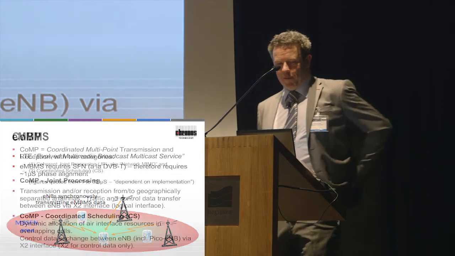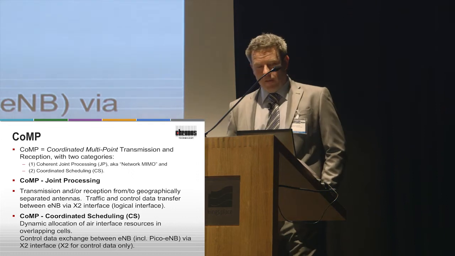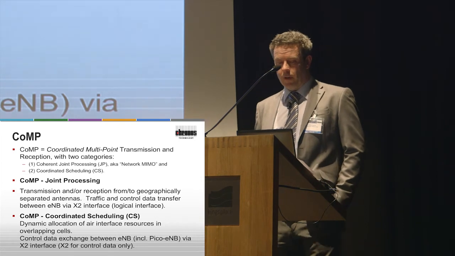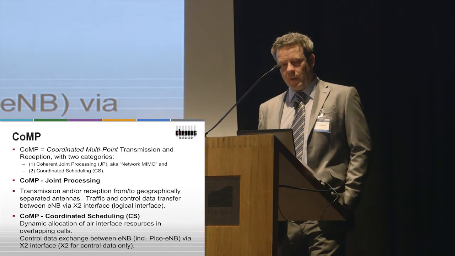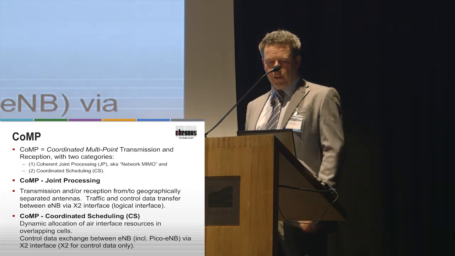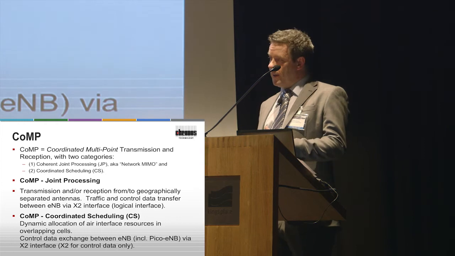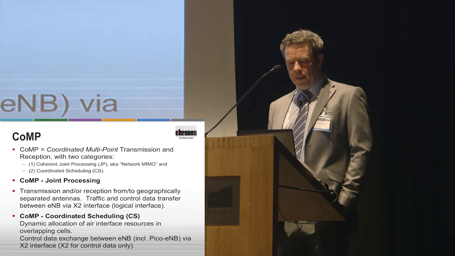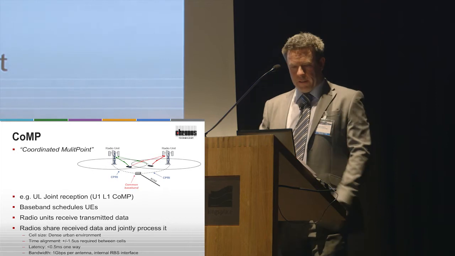And COMP, again from Steve's Jargon Buster, Coordinated Multipoint Transmission. Two different categories thereof. Joint processing, which is otherwise known as network MIMO, which is multiple input, multiple output. So transmitting from two different places to the same receiver, or receiving a single signal in two different places and jointly processing it. So COMP has two flavors, joint processing or coordinated scheduling. It's the joint processing one that I'm going to look at on this slide here.